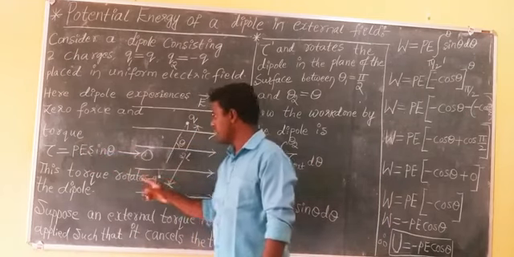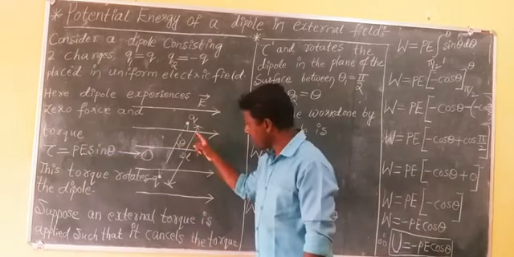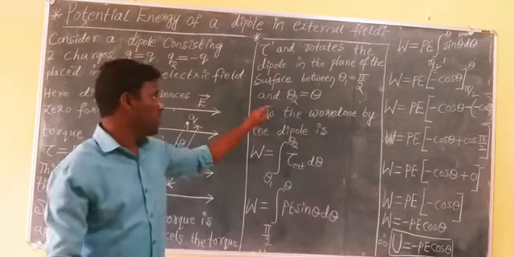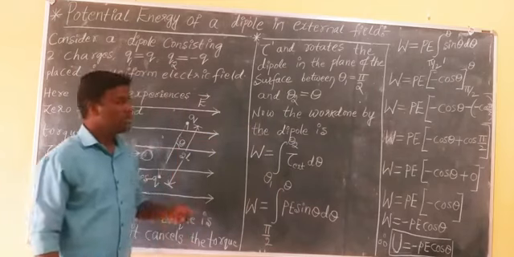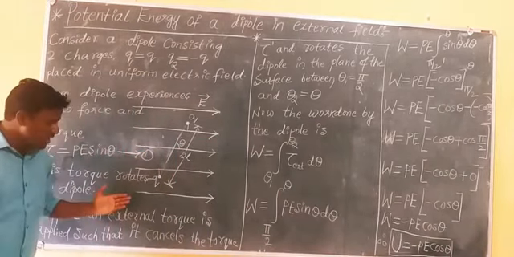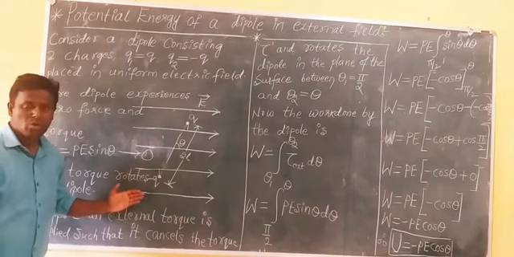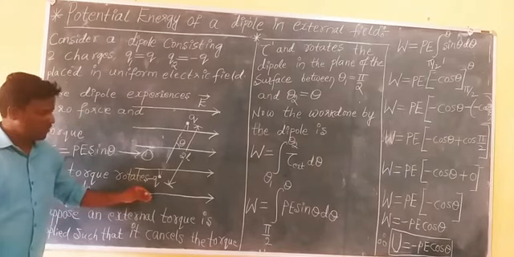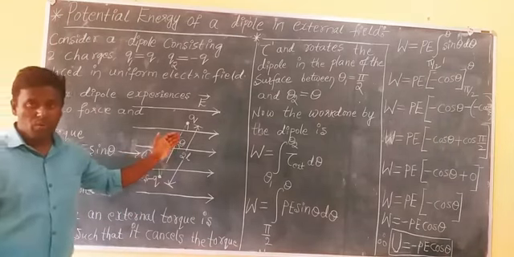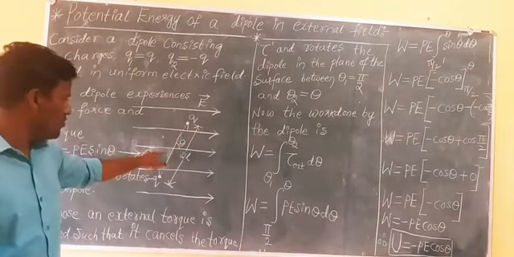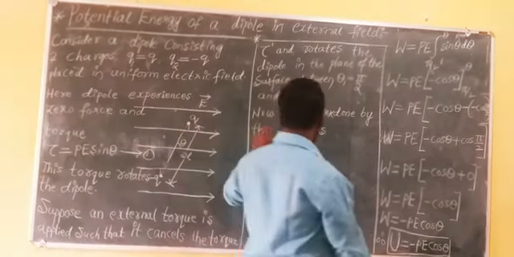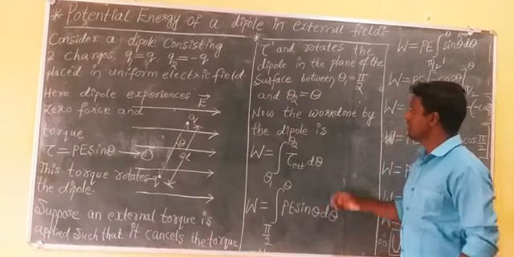And one more thing, this applied torque must rotate the dipole through two angles, theta 1 equals pi by 2 and theta 2 equals theta. So in that case, it means the external torque is doing work. If the external torque is rotating the dipole, it means it is doing work.